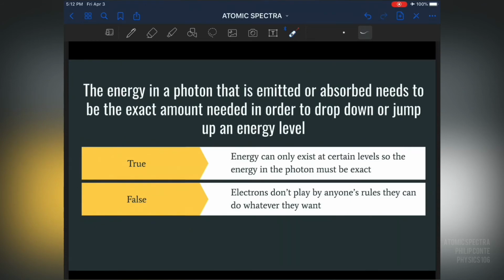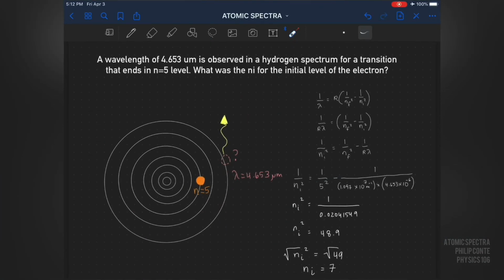Now let's get to the hard one. Here it says, a wavelength of 4.653 micrometers is observed in a hydrogen spectrum for a transition that ends in the n equals 5 level. What was the n initial for the initial level of the electron?